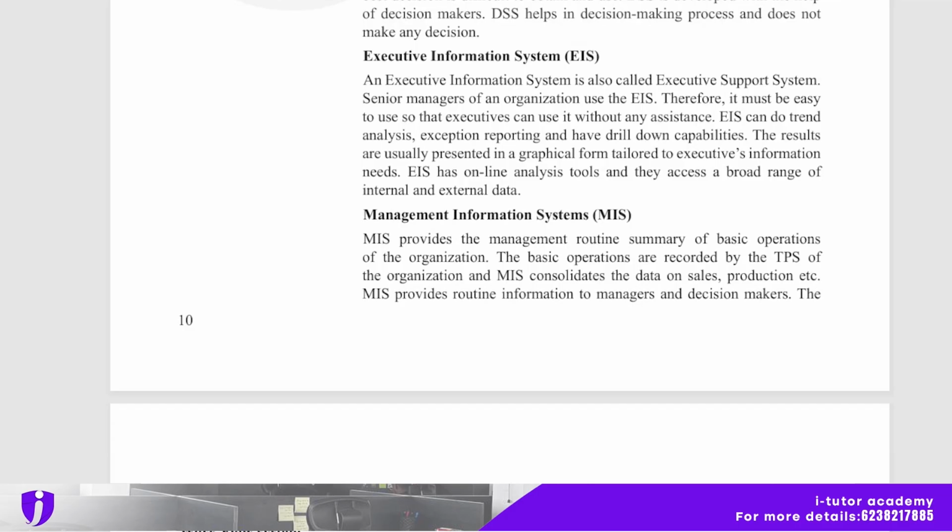An executive information system, EIS. An executive information system is also called an executive support system. Senior managers of an organization use the EIS, therefore it must be easy to use so that executives can use it without any assistance. EIS can do trend analysis, exception reporting, and have drill down capabilities.